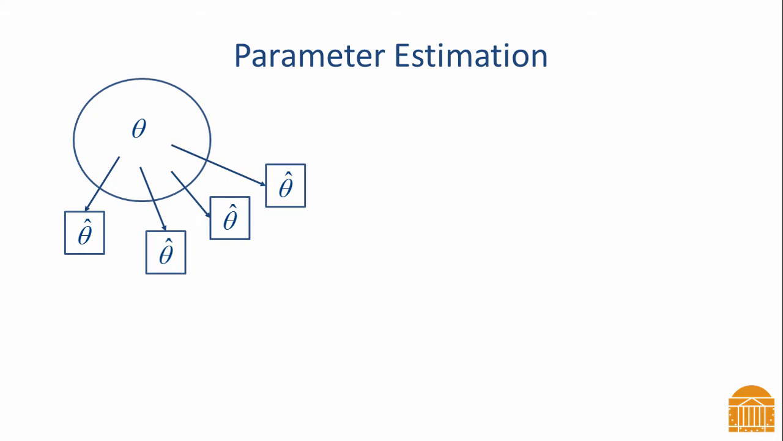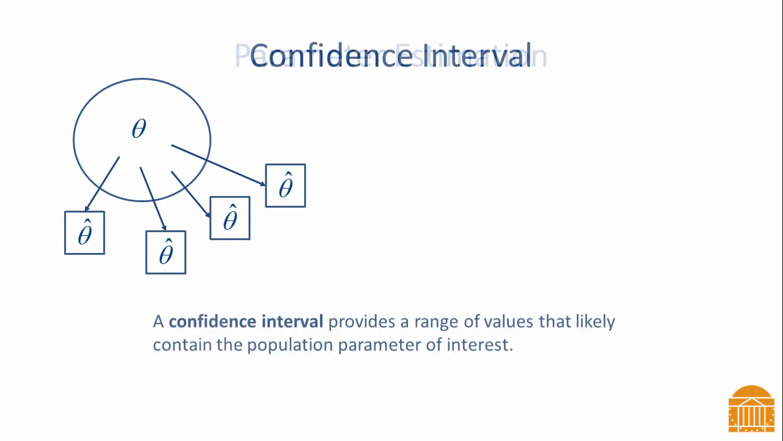In addition to computing a parameter estimate, we would also like to know about the precision of our estimate. That is, we would like to know a range of plausible values for our parameter. We do this by computing a confidence interval. A confidence interval provides a range of values that likely contain the population parameter of interest.